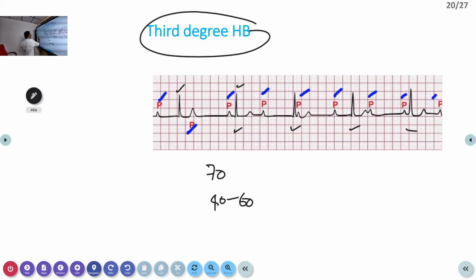So there is no association between SA node and AV node. SA node is completely cut off from the AV node, and this electrical activity is not sent to the ventricle.